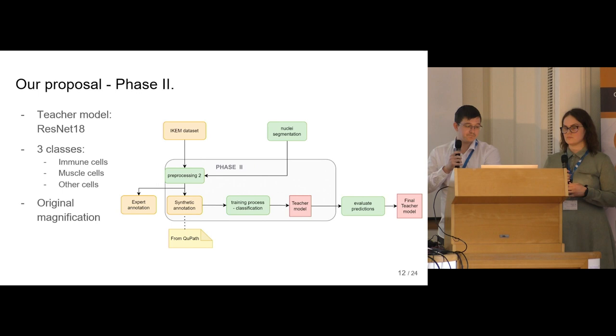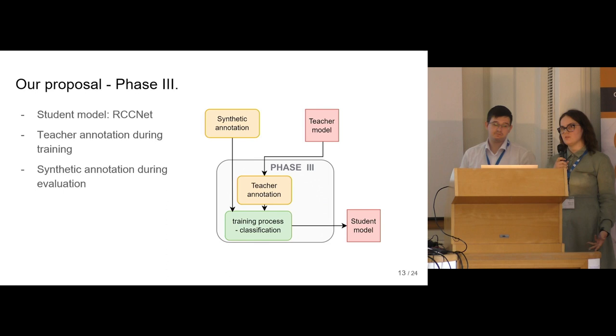In phase three, we train a neural network called Student, and we also involve the teacher in the training. As a student, we choose the RCCNet model to obtain a relatively small classification network. So the goal is to classify nuclei using knowledge distillation. The student is trained on patches of images, where during training the actual class is determined by the teacher, and during validation and testing, the class is determined by the synthetic annotations we got.